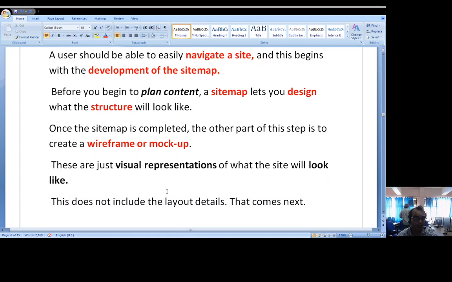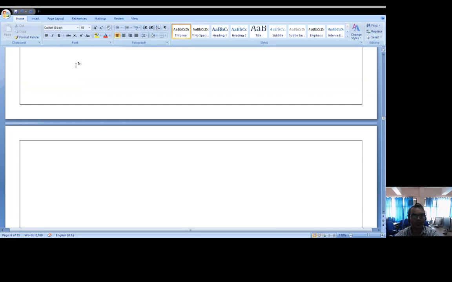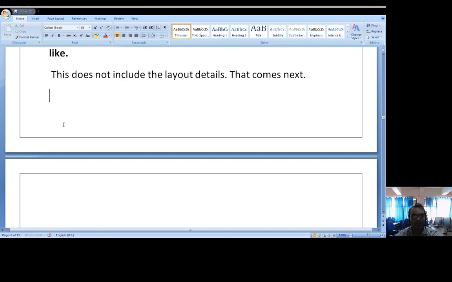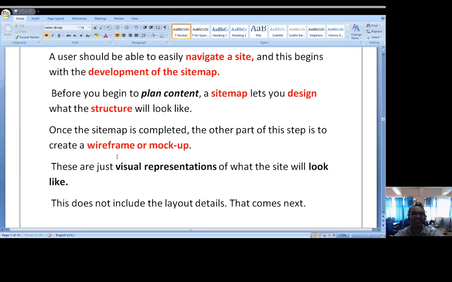But again, one thing is there: wireframe is not layout. There is a deep difference between the wireframe and the layout, and wireframe will come in the next topic. Let's move ahead and understand what is the layout. So we understand what is sitemap. We understand what is wireframe. Now it's time to understand what is layout.